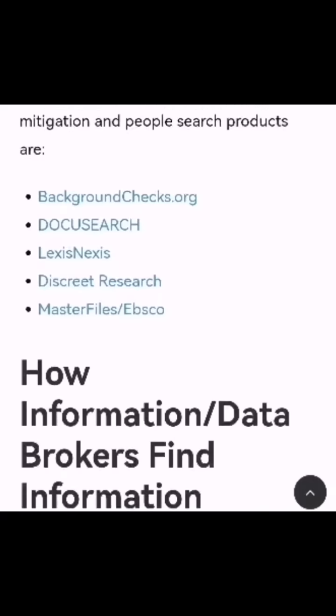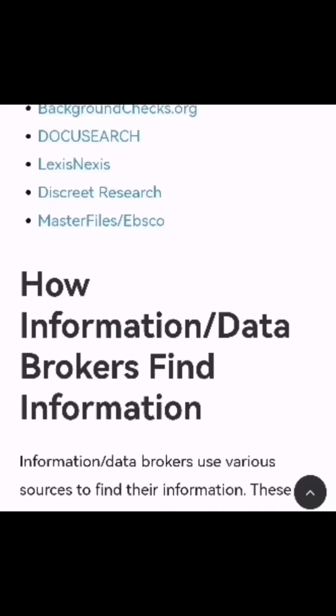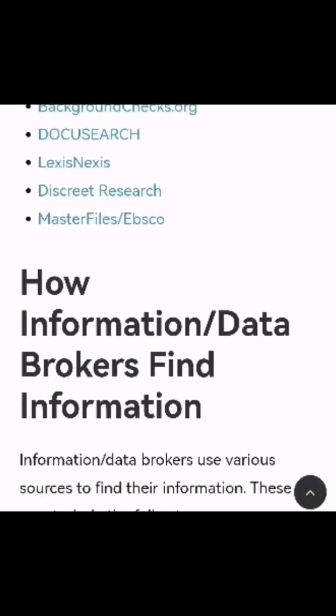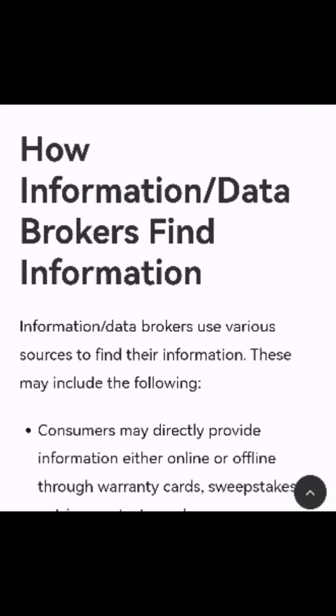Examples of the risk mitigation and people search products are: number 1, backgroundchecks.org; number 2, Docusearch; number 3, LexisNexis; number 4, Discrete Research; and number 5, Master Files or EBSCO.